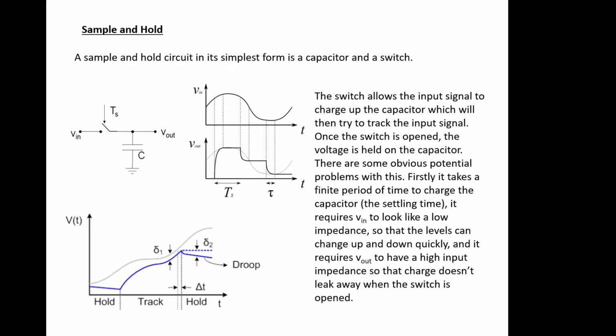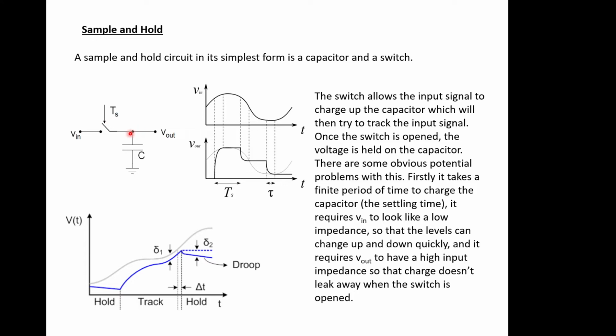And this is where it starts to get a bit more interesting, because then what we need is something called a sample and hold circuit. And in its simplest form, this can be a capacitor and a switch. So we close the switch, the capacitor charges up to V in. We then open the switch, and V in is now held on this capacitor.